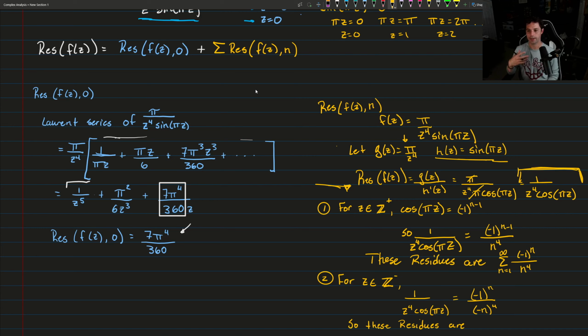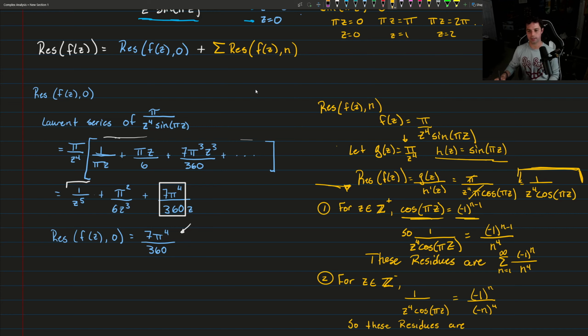Okay, and this is going to act like a certain sum, okay? So for z in the integers, and I didn't actually mean to say that, but for n in the integers, cosine of pi z is going to act a whole lot like this alternating function, right? So (-1)^(n-1), it's going to act a whole lot like that. So then 1 over z to the fourth times cosine of pi z is going to act a whole lot like (-1)^(n-1), or just (-1)^n, over n to the fourth, right? Z to the fourth is going to act like n to the fourth.